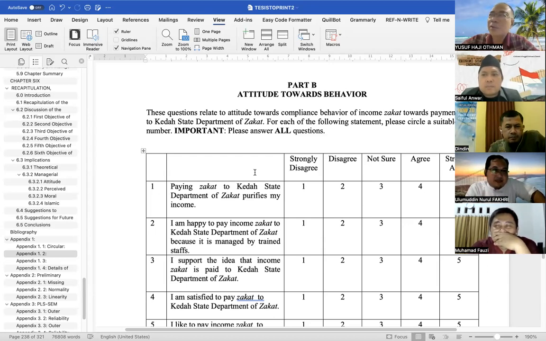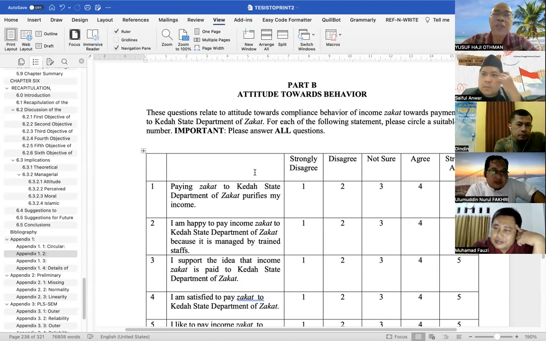About 42 respondents, I think. So it took us more than 3 hours with 2 persons. All right. So inputting the data takes time. You have to input the data for each of the respondents.